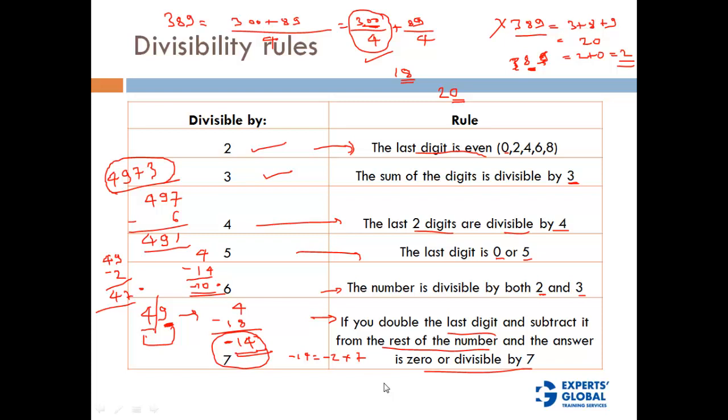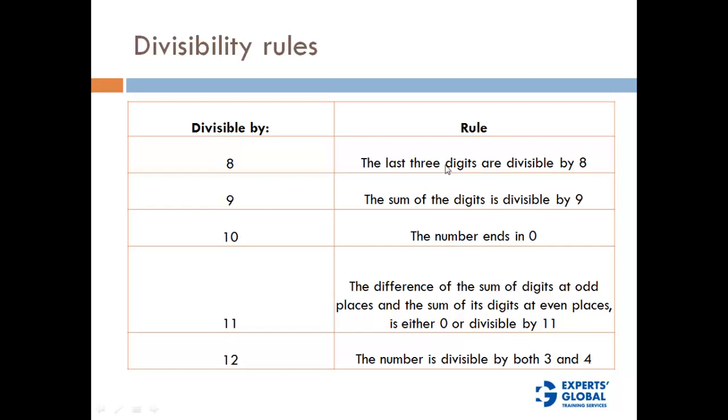So this is a little tricky. Just try to familiarize yourself with this. Divisibility by 8: the last 3 digits have to be divisible by 8. So similar logic. What are we doing now? Let's say we are talking about this number.